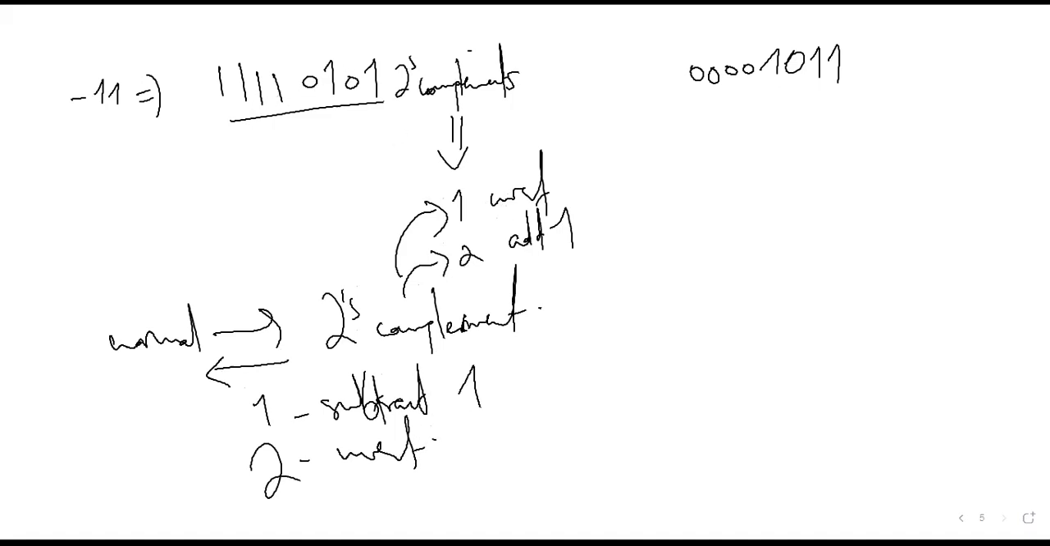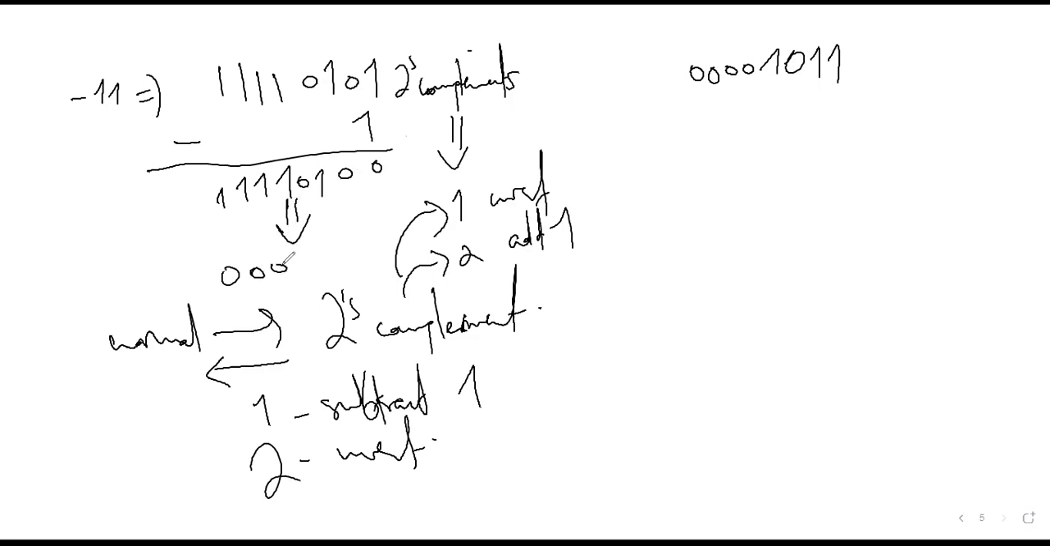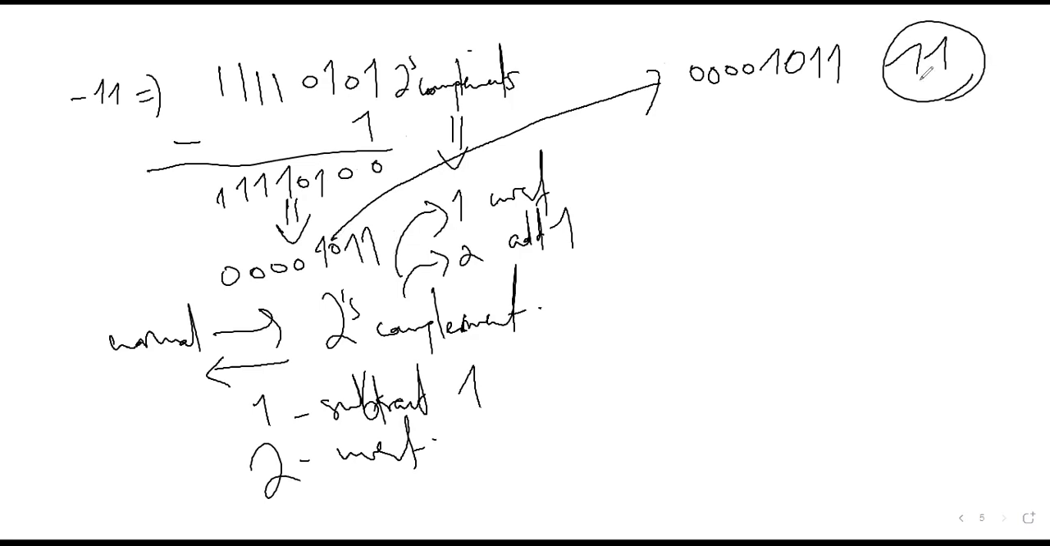So we subtract a 1 from this 2's complement number. That is what I was doing. So we subtract a 1 here, we get 0, 0, 1, 0, 1, 2, 3, 4. Then we invert, we get 0, 0, 0, 0, 1, 0, 1, 1. This number is the same as this one, which is an 11 normal number.